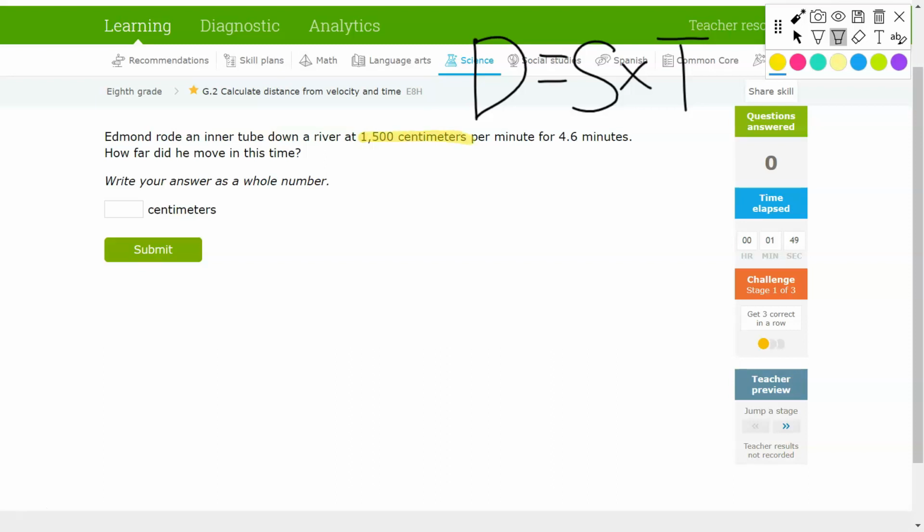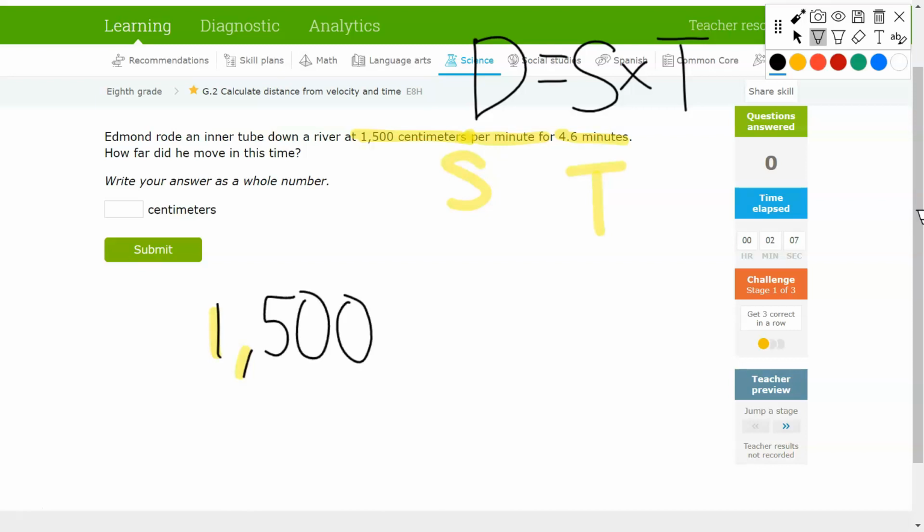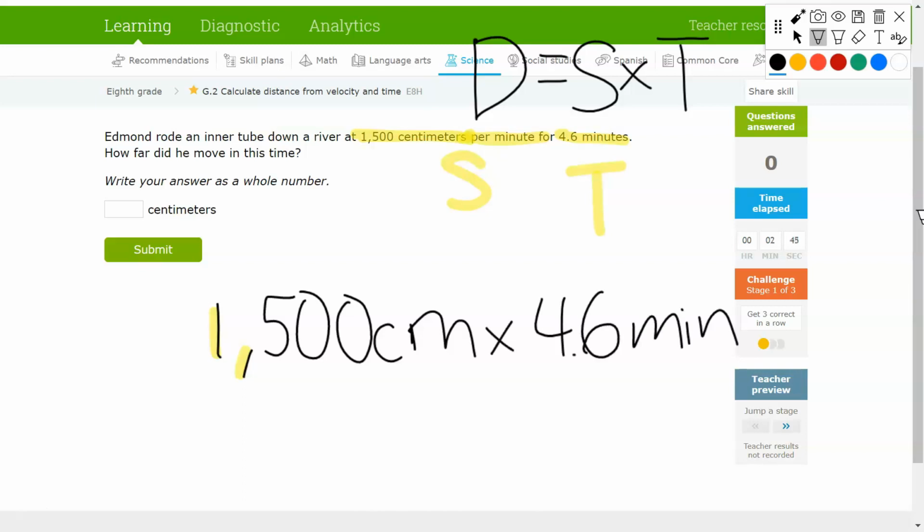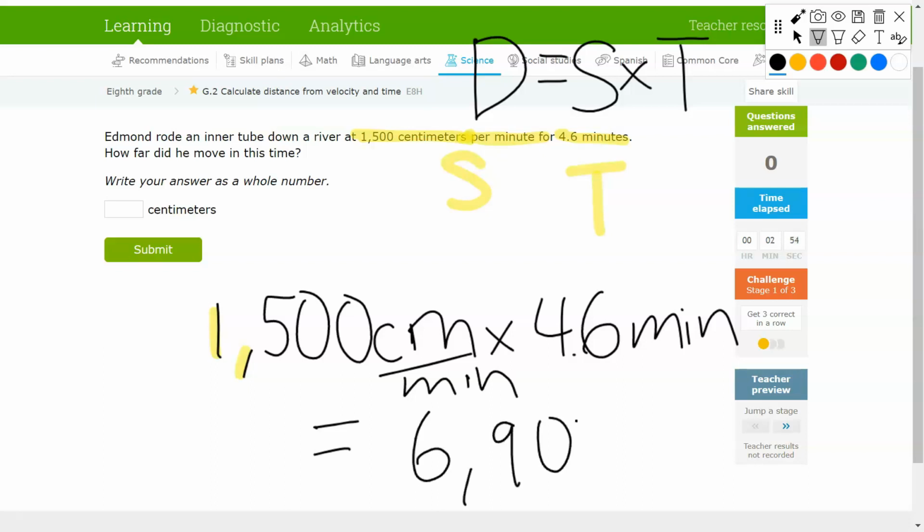Alright, so first step off, we have 1500 centimeters per minute. That is your unit of speed. And then we have 4.6 minutes. That is your unit of time. So it's going to be 1500 centimeters multiplied by 4.6 minutes. Okay, so the first one is going to be 6,900 centimeters. So that's what you'll need to put in the first answer right there.